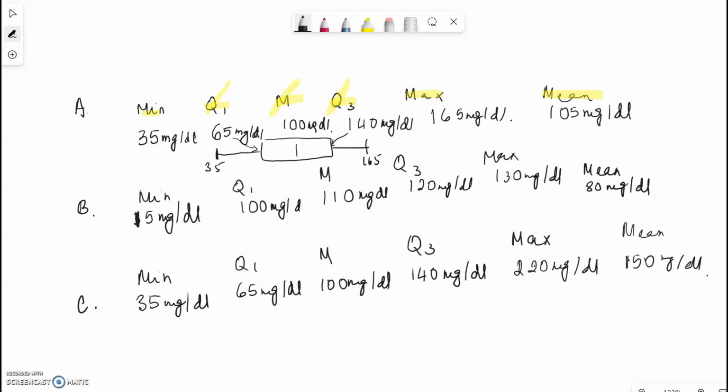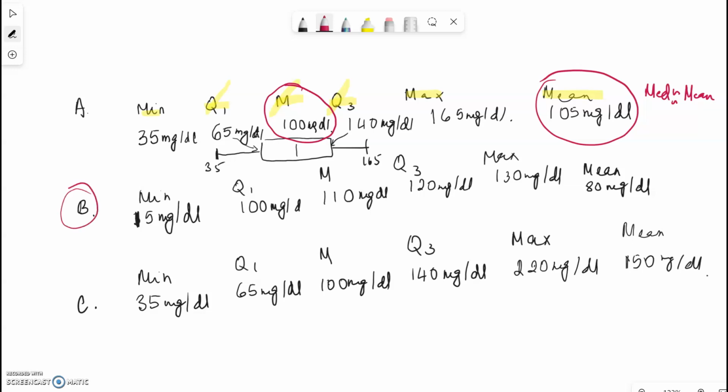Another way of determining the type of distribution is by comparing the median with the mean. Notice that the mean and median are roughly the same. If they're roughly the same, you can be sure that it is a roughly symmetrical distribution. Now let's look at B.